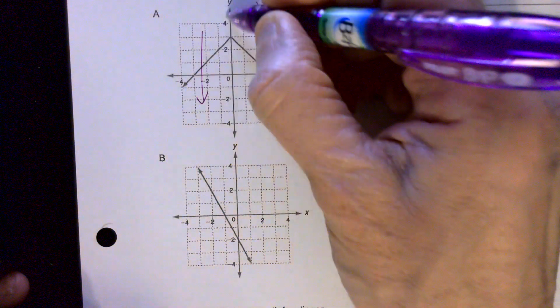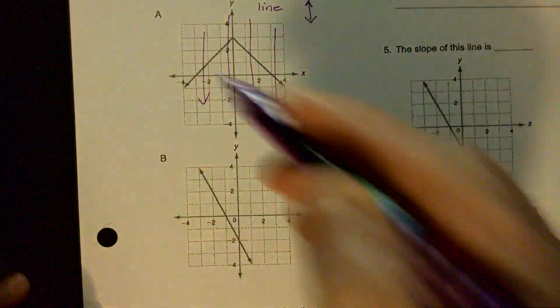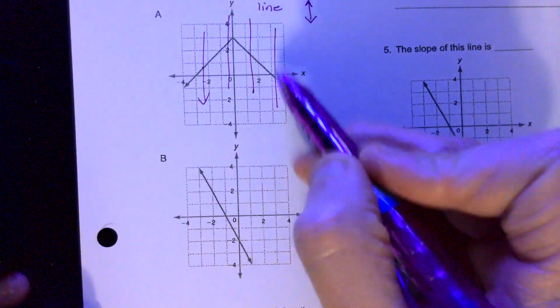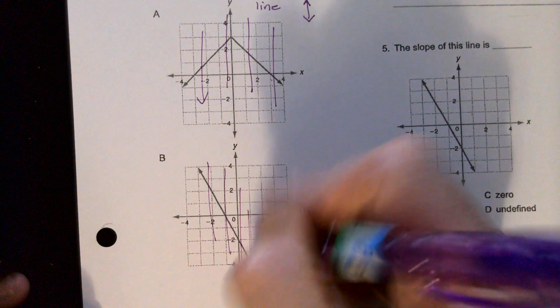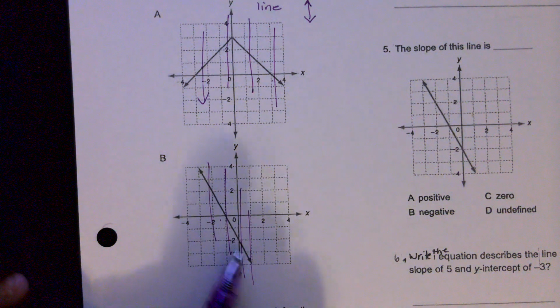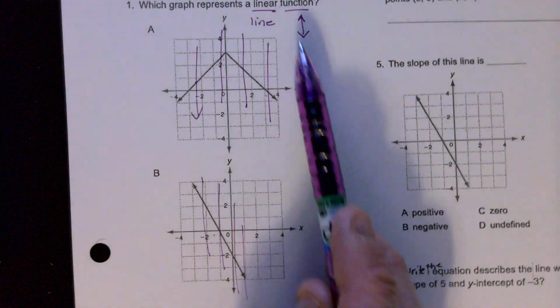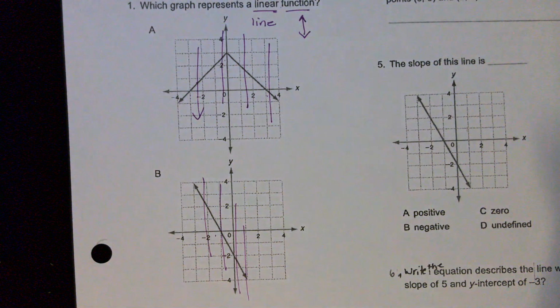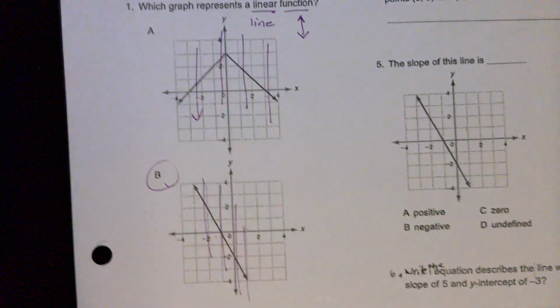This is a function. No matter where I draw a line, it hits it in one spot. There, there, there, there. This is also a function. No matter where I draw it, it hits it in one spot. The question then becomes linear. Which one's a line? And it's B. That's not a line.